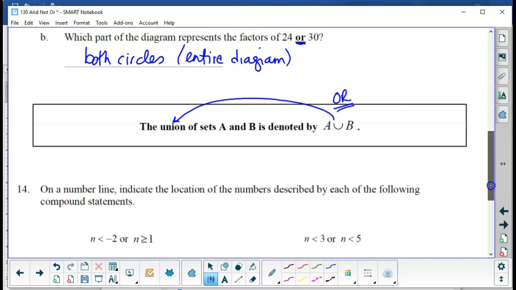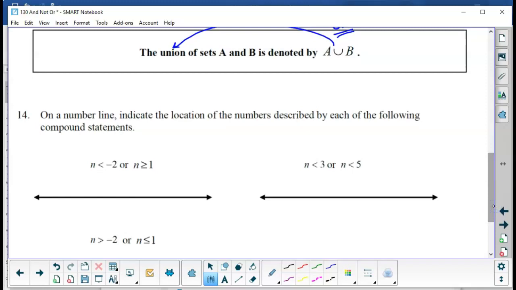So on the number line, indicate the location of the numbers described by each of the following. So negative 2 and 1. So less than negative 2, or greater than or equal to 1. And it says or. So we're good if we, for example, chose the number 2. 2 is not less than -2, but it is greater than or equal to 1. So it does satisfy part of this because of the word or. So you would show it like that, 2 separate arrows.